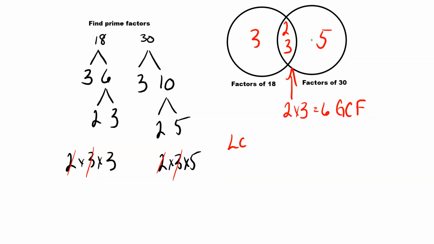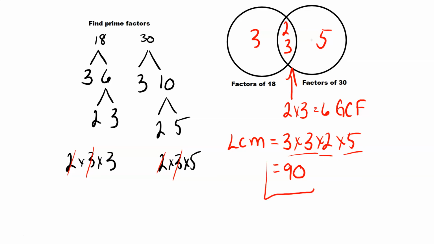and if we want the lowest common multiple, all we have to do now is multiply all of these numbers together. 3 times 3 times 2 times 5, 9 times 2 is 18 times 5 is 90. So 90 is certainly a much smaller number than the 540 we started out with. Let's take a look and see if that actually holds true.